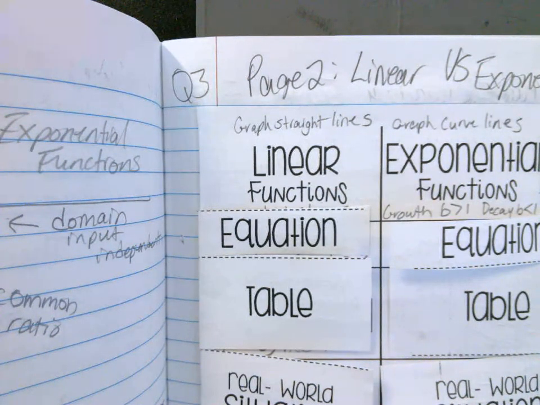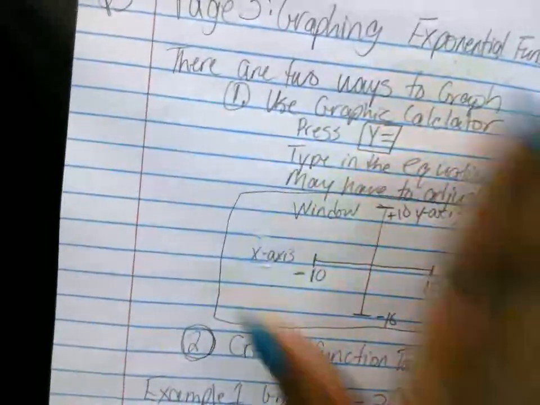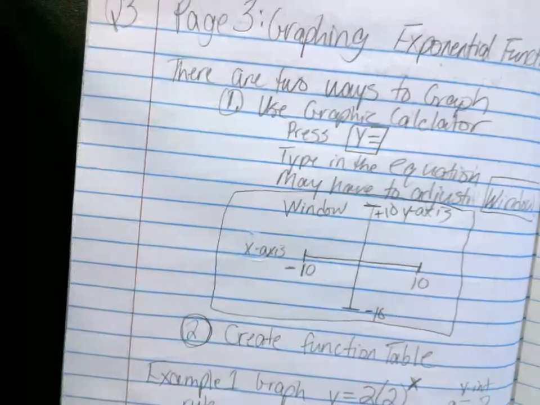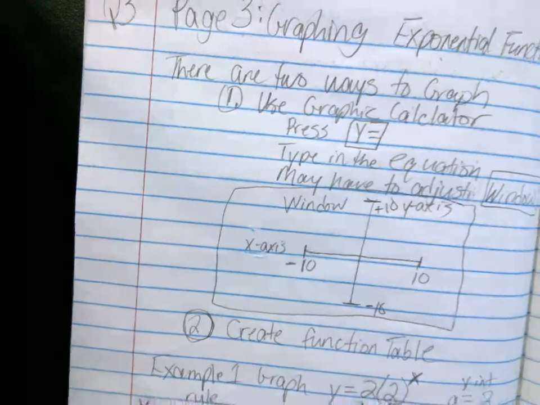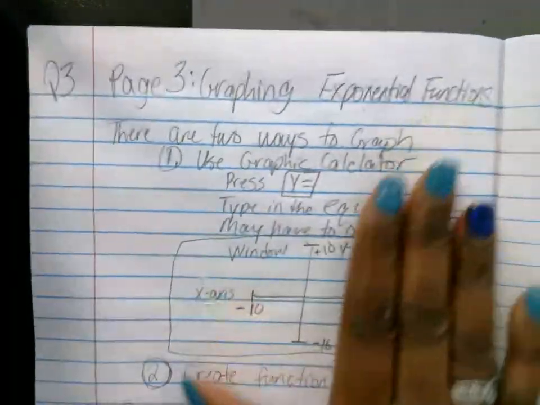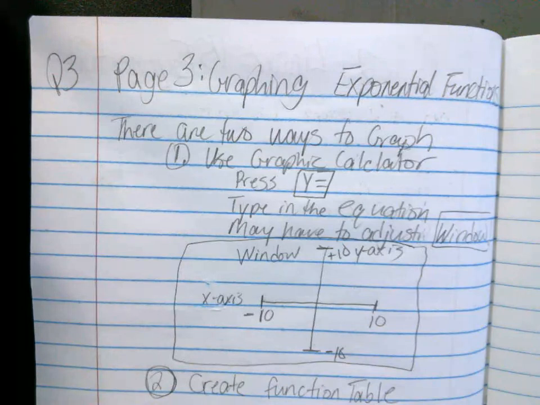Geometric sequence. Okay, geometric sequence. What are the two ways that an exponential function can be graphed? Madison, can you open the door? Mason, what are the two ways that you graph an exponential function? Genesis? That's one way, to create a function table. What's the second way to graph an exponential function? Nathaniel? Use the graphing calculator. Okay.